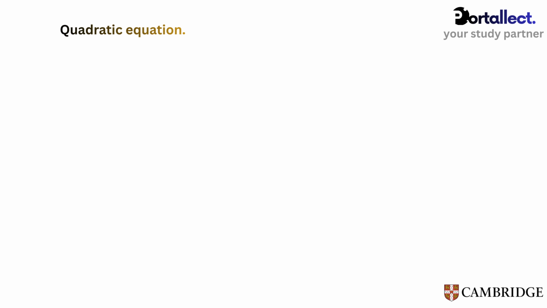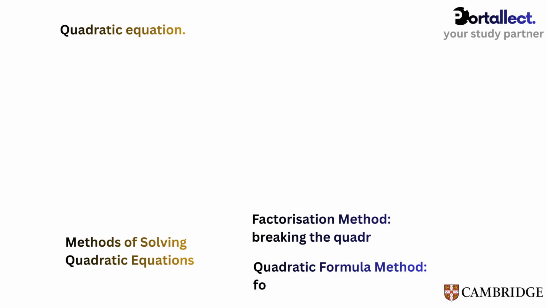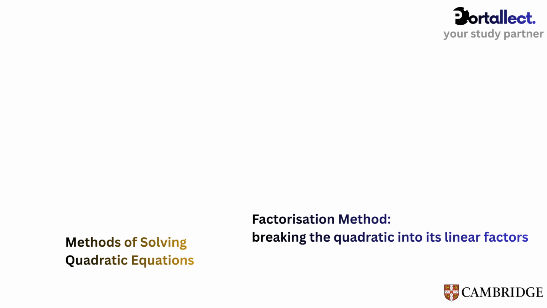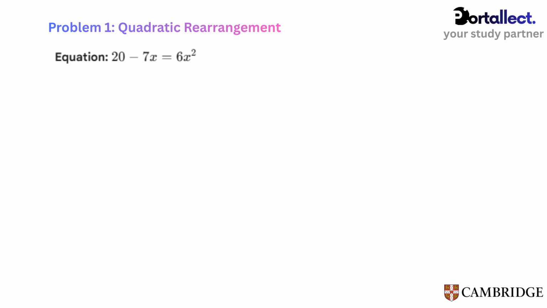Let us dive into the topic of solving quadratic equations by factorization. You are likely already familiar with two main ways to solve these equations algebraically: the factorization method and the quadratic formula method. In this section, we are going to consolidate what you know and build on that foundation to handle more advanced problems. We begin with the equation 20 minus 7x equals 6x squared.